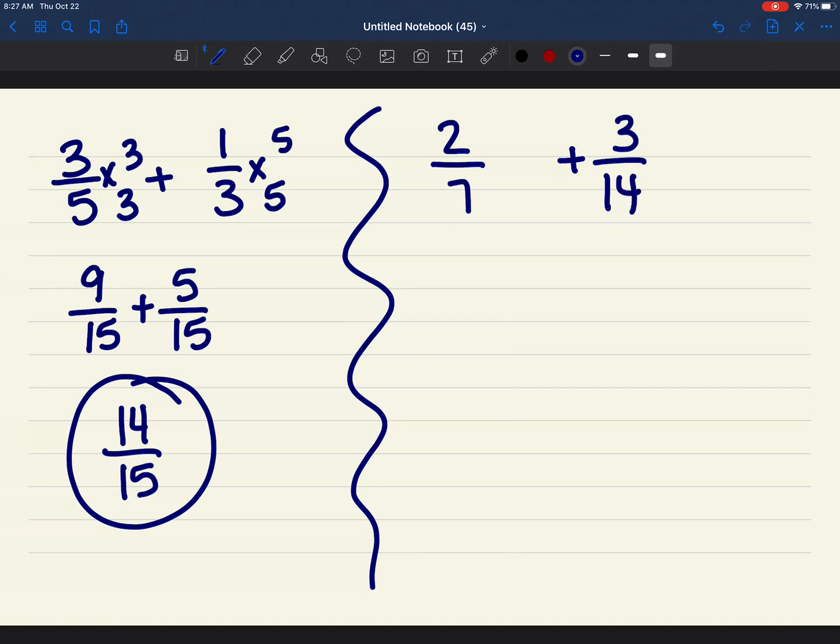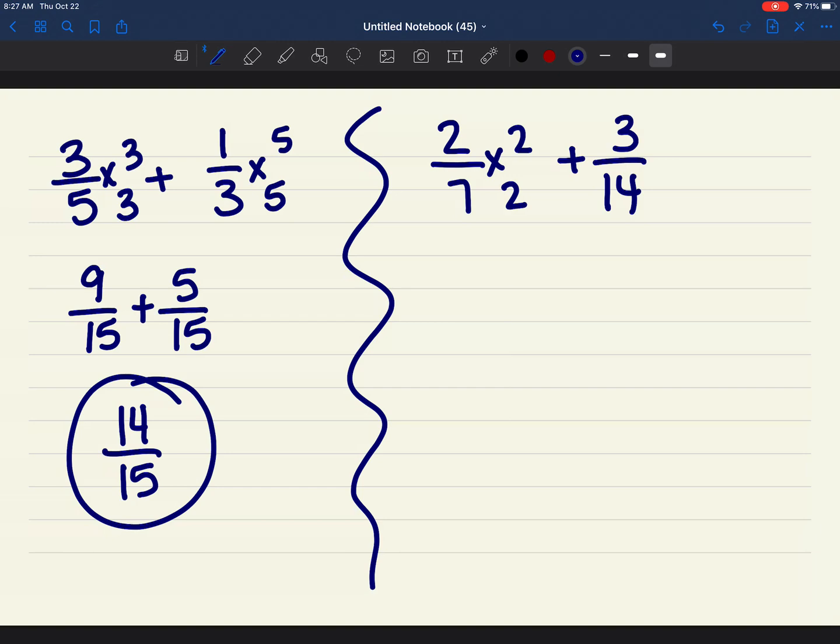Okay, let's look at 2/7 plus 3/14. Can I add those two together the way they are right now? No, because they don't have a common denominator. Now, is it possible that I would only have to change one fraction to find a common denominator? Yes. Which fraction would I change? 2/7. What do I want to go to for a common denominator? 14, right? So what would I multiply 7 by to give me 14? I'm going to multiply this fraction, both numbers, by 2.